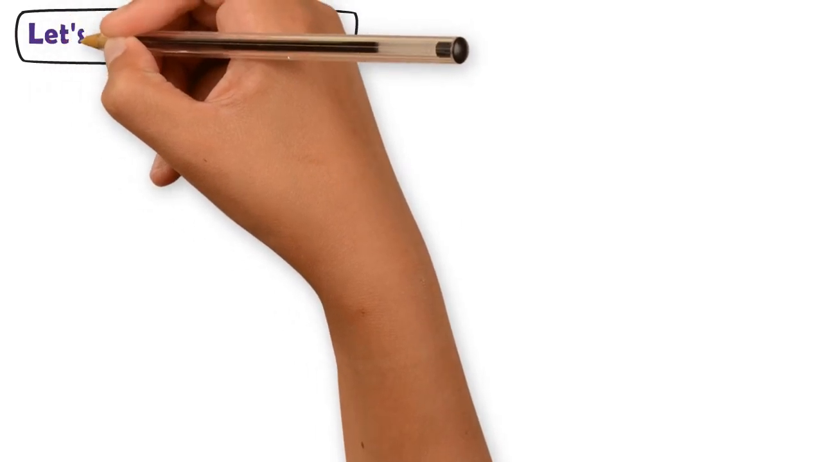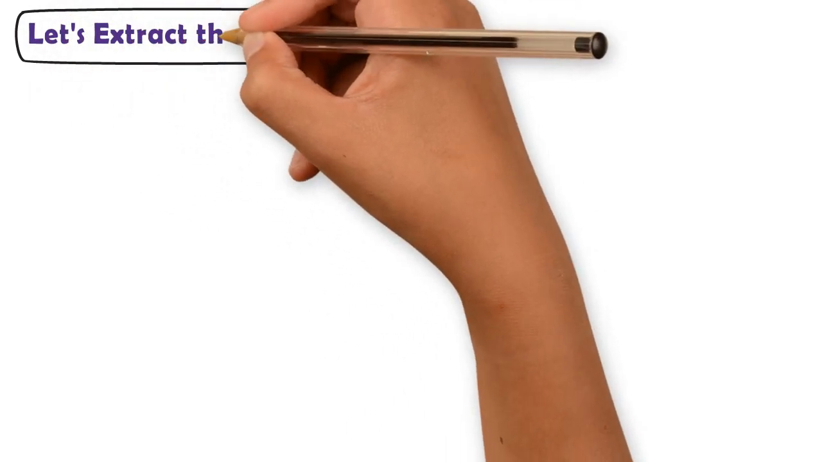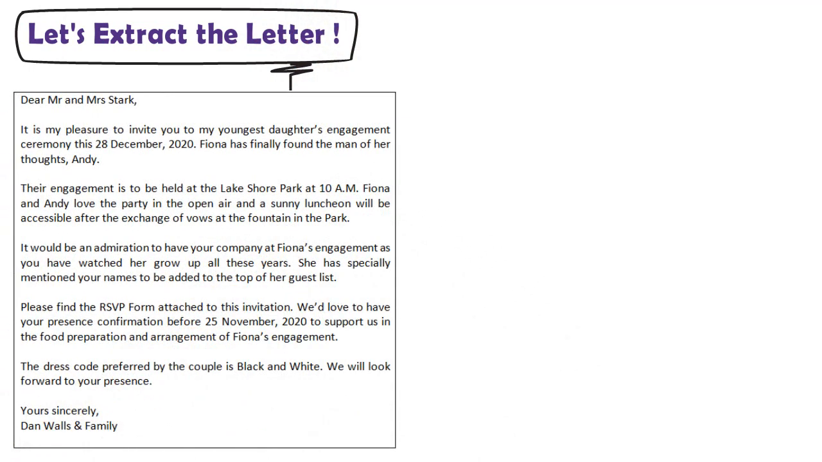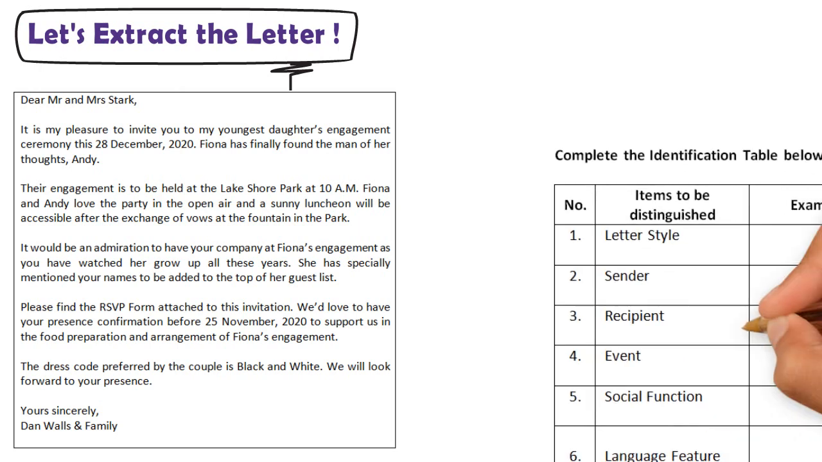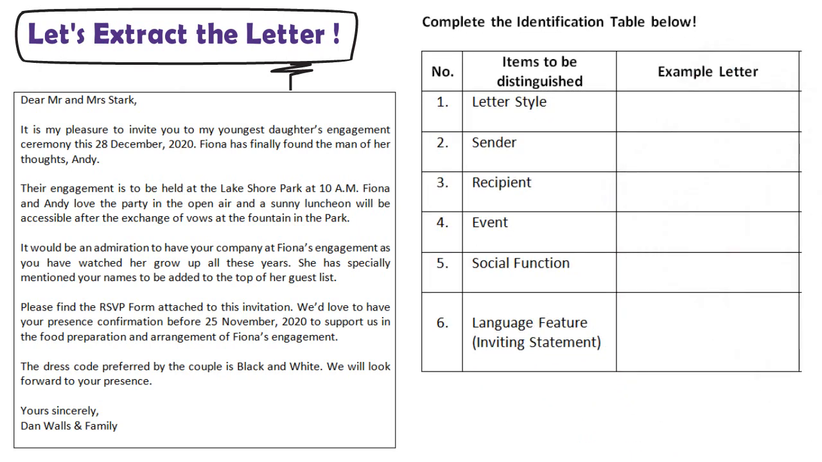I'd like you to look at the following letter once again, and let's complete the identification table provided next to it. The things you must find out from the letter are letter style, style suratnya apakah full block, modified block, atau semi block, sender, recipient, event, social function, and of course, language feature. Tapi di sini kalian diminta mencari kalimat yang mengundangnya saja ya, atau inviting statement-nya yang mana. Please pause here and try it out yourself before we discuss the answers.